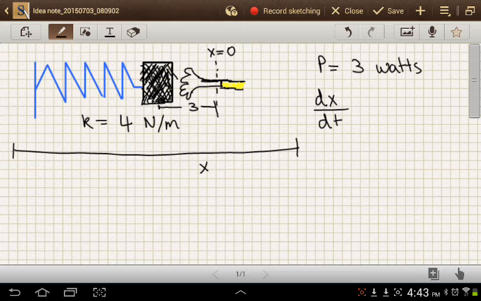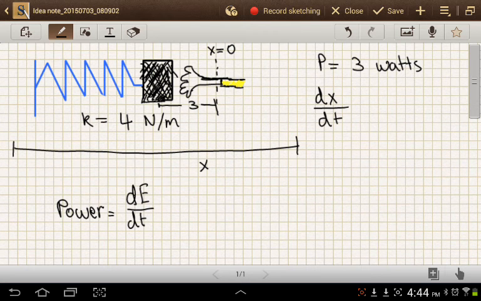So to find this, we want to find a relationship between the power and the change in the position. We want to exploit a relationship. So what do we know about power? Power is the instantaneous change in energy with respect to time.